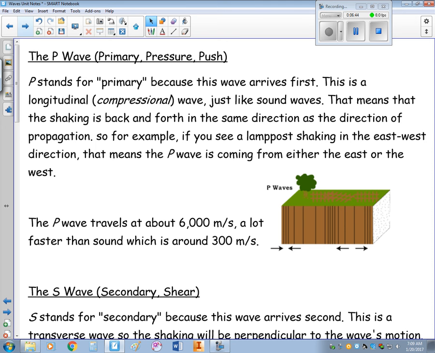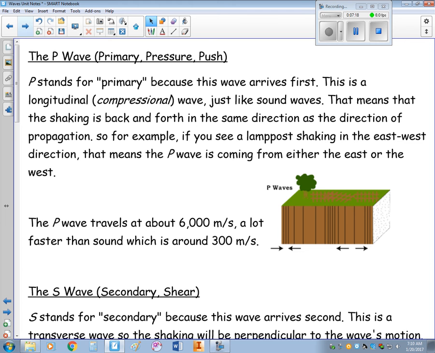Now, there are different types of earthquake waves. We got the primary wave, the secondary wave, and the long wave. So the P wave stands for primary. It's the first to arrive. This is a compression wave, or longitudinal wave, and it works just like sound does. The shaking is back and forth in the same direction as the wave propagation. So, for example, if you see a lamppost shaking in the east-west direction, that means you have a P wave.